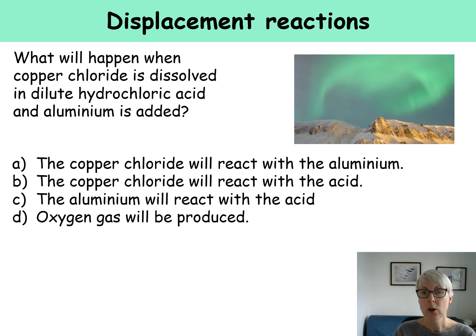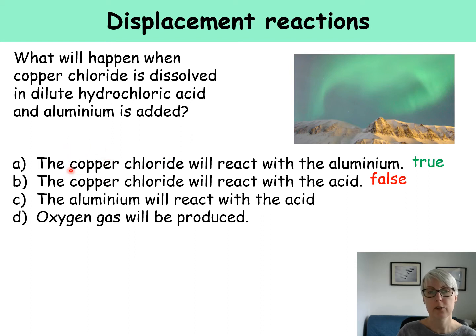So the copper chloride, did it react with the aluminium? Actually, yes, it did react with the aluminium. It's true, that did happen. So that was a displacement reaction. The aluminium actually replaced the copper and made aluminium chloride.